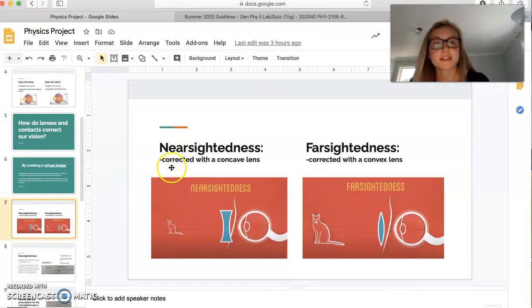Nearsightedness is corrected with a concave lens. That means the lens folds inwards, and then they're able to see what looks like a cat. They're able to see the cat because it's now focused on their retina. And then farsightedness is corrected with a convex lens. And here it's folded outwards so they can see the cat near, which is pretty close to them, and that can be focused on their retina.